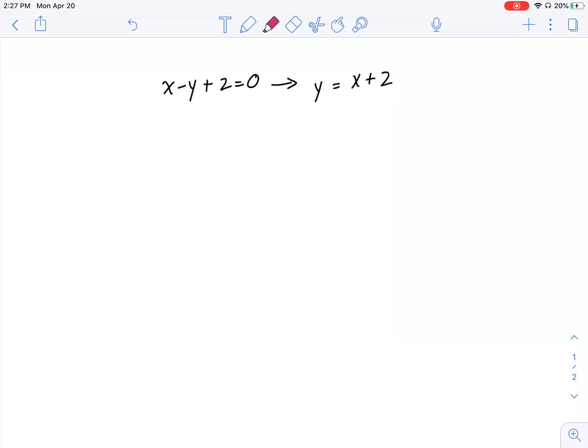Now looking at this equation, if y equals mx plus b, whatever precedes the x is the slope. We're looking for m. And here I can see, well, although we don't write it, it's 1. That means m equals 1. And looking at the equation, I can see that b equals 2. That means the y-intercept is 2.